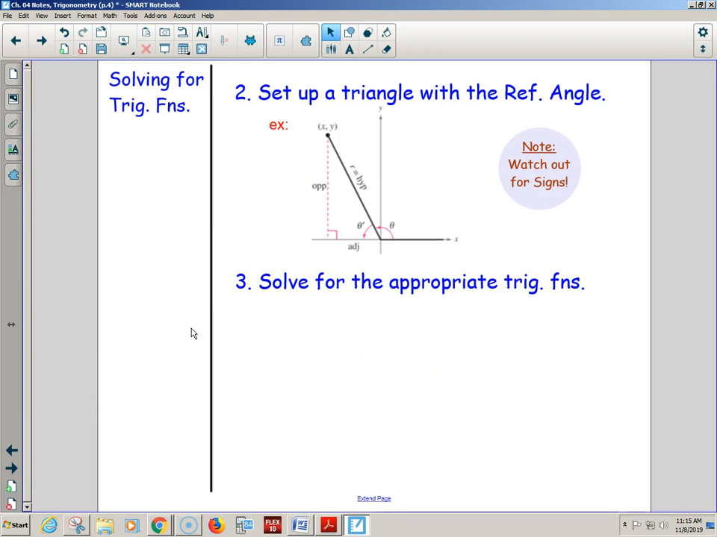If they say to solve for trig functions, number 1, find the reference angle. Number 2, set up a triangle with that reference angle. And number 3, solve.